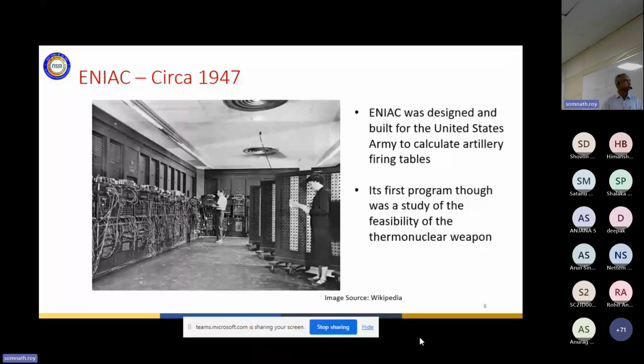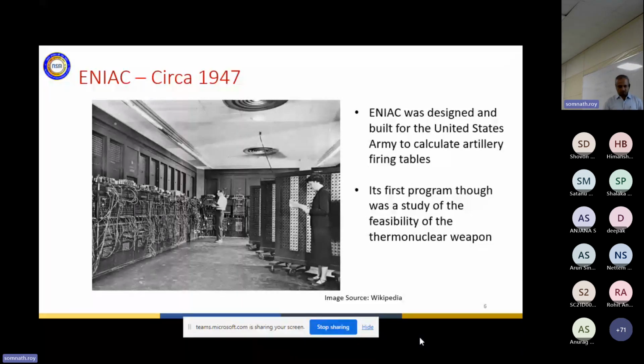But as you can see here, there are these wires through which it was programmed. So it was programmable in the sense that it could be told what is to be done, the algorithm to be followed, but the programming was done through a set of wires. So subsequently, von Neumann came in and he proposed the von Neumann architecture, and the rest is history.